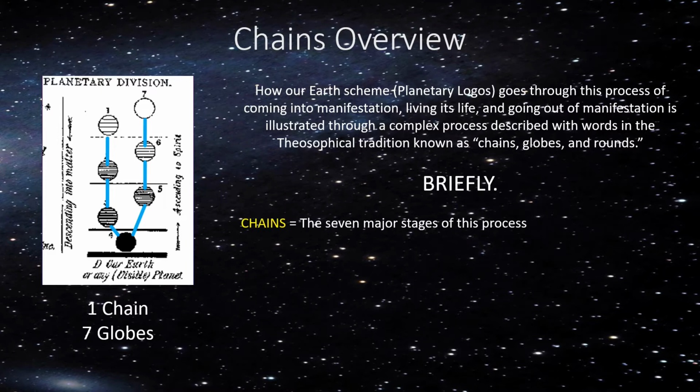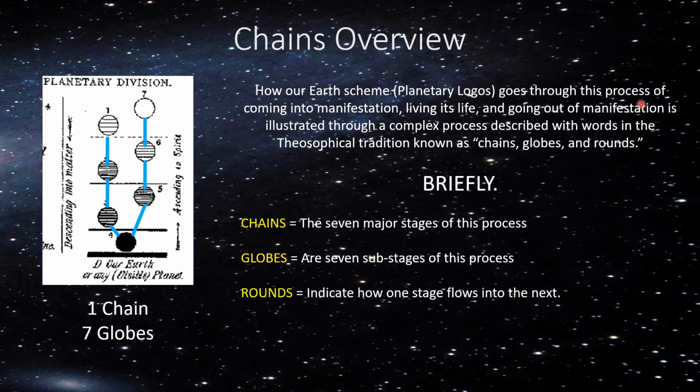Briefly, chains are the 7 major stages of this process. So here we have one chain with globes, 7 substages of this process. Now, there are actually 7 chains, 7 major stages, so we would have to repeat this chart 6 more times to have 7 of them to get it accurate here. And there are 7 globes within each chain, and since there are 7 chains with 7 globes, 7 times 7, there are 49 globes or 49 substages to this process. And rounds indicate how one stage flows into the next, and I put these blue lines here, they're not in the original chart, to kind of give you an understanding of how each globe goes around to the next globe.